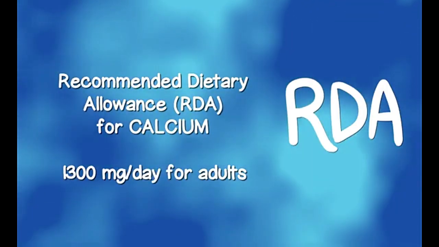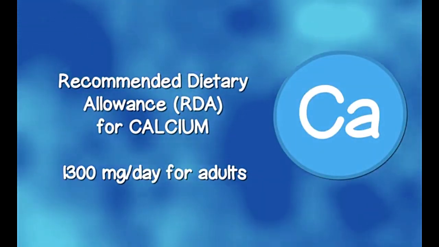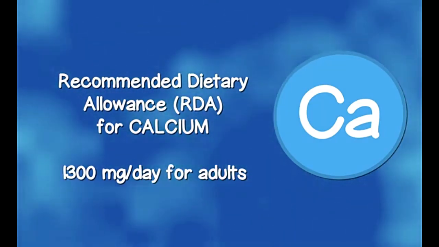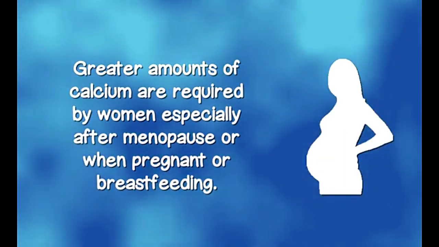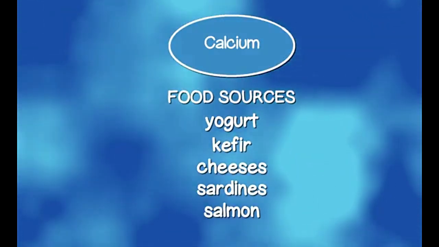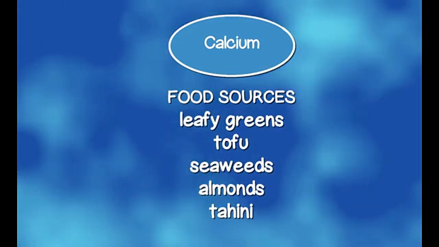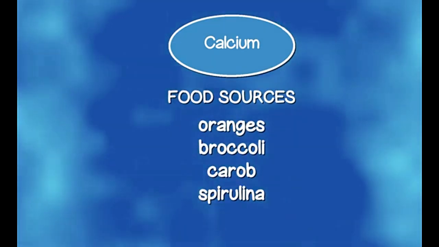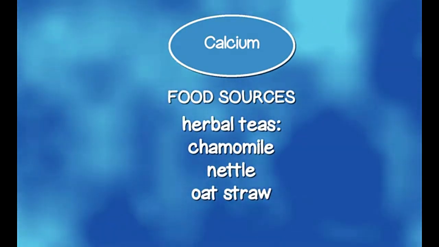The recommended dietary allowance for calcium is 1,300 milligrams a day for adults based on a 2,000 calorie daily diet, but can be lower or higher depending on one's age or gender. Greater amounts of calcium are required by women, especially after menopause or when pregnant or breastfeeding. Food sources include raw dairy products like yogurt, kefir, and cheeses, canned sardines and salmon, leafy greens, tofu, seaweeds, almonds, tahini, oranges, broccoli, carob, spirulina, and herbal teas like chamomile, nettle, and oat straw.